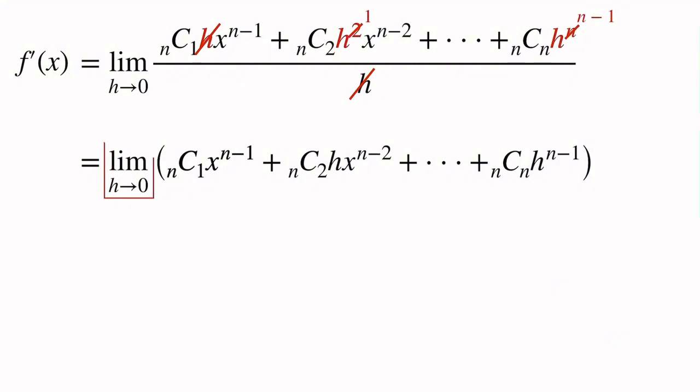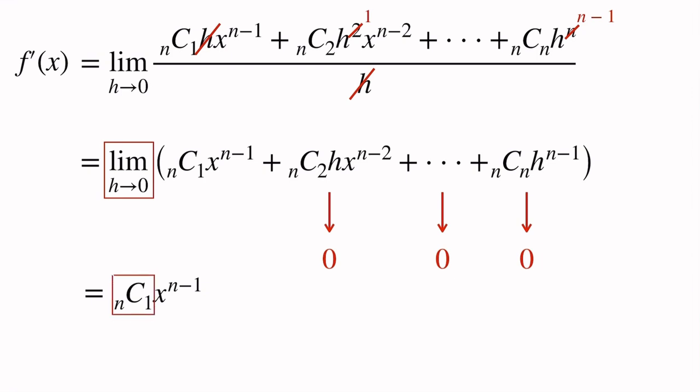Now let's take the limit as h approaches 0. All terms that still include h will go to 0. As a result, f prime of x becomes nC1 times x to the n minus 1. And since nC1 equals n, we get n times x to the n minus 1.